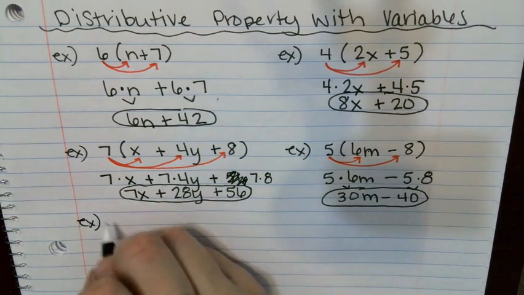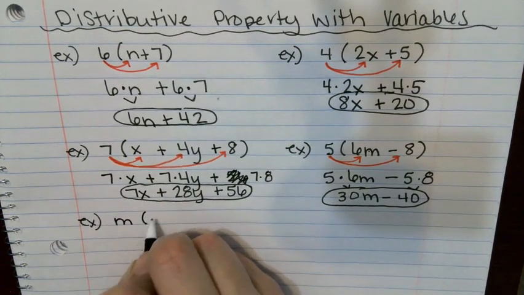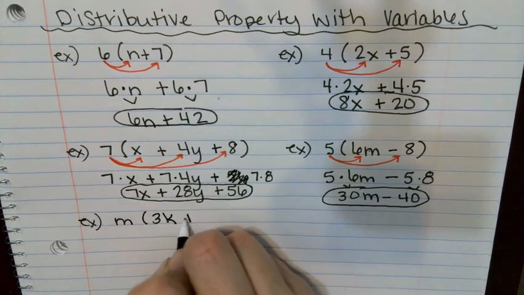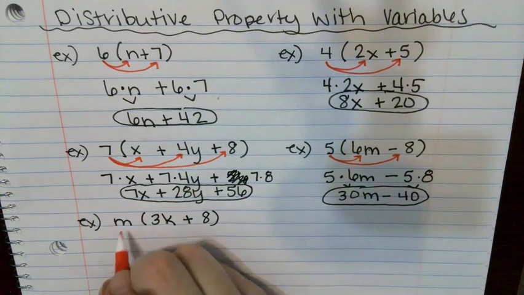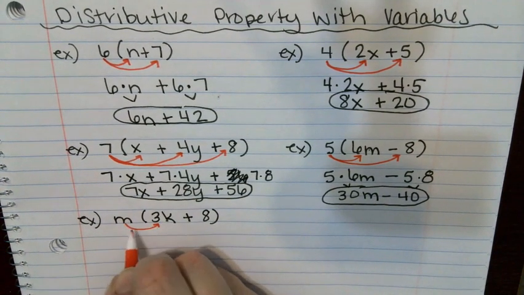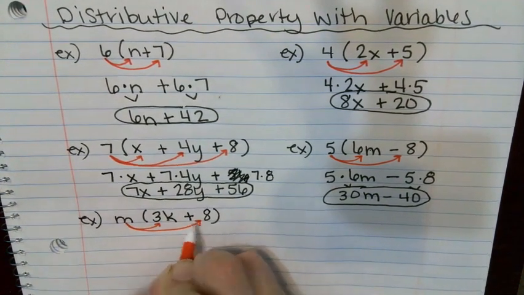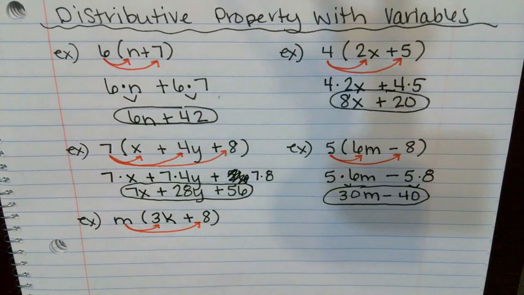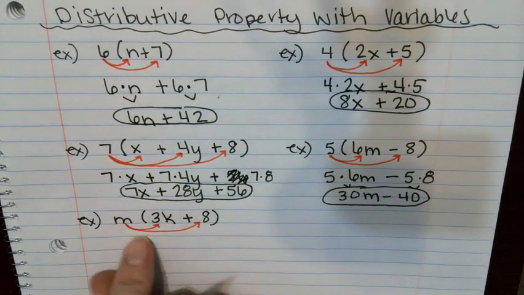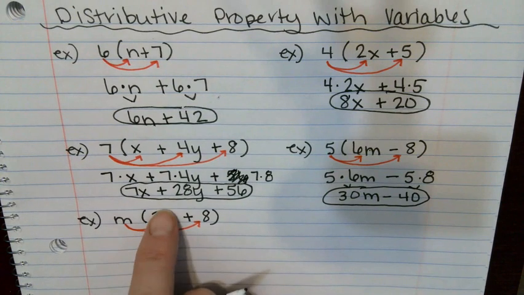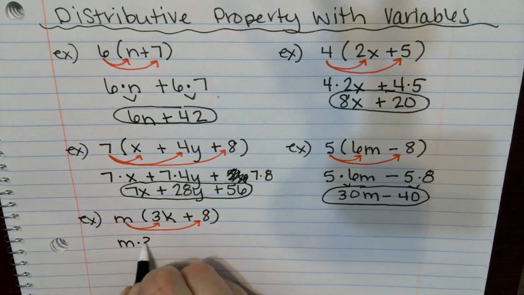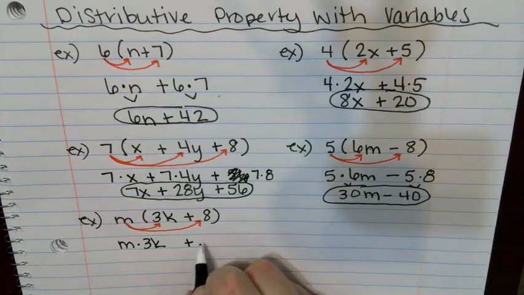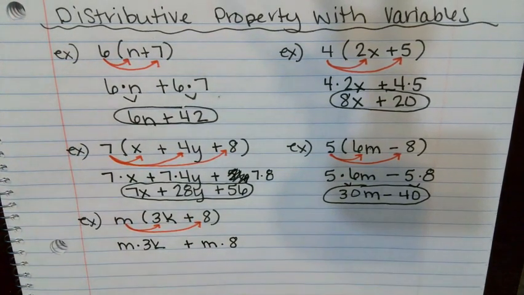All right, one last example that you might see is when there's a variable on the outside. So let's say that I have m times the quantity 3k plus 8. I'm going to do the same thing. Give one to Chloe. Give one to Emma. I have two products because I have two arrows, m times 3k and m times 8. So m times 3k plus m times 8.